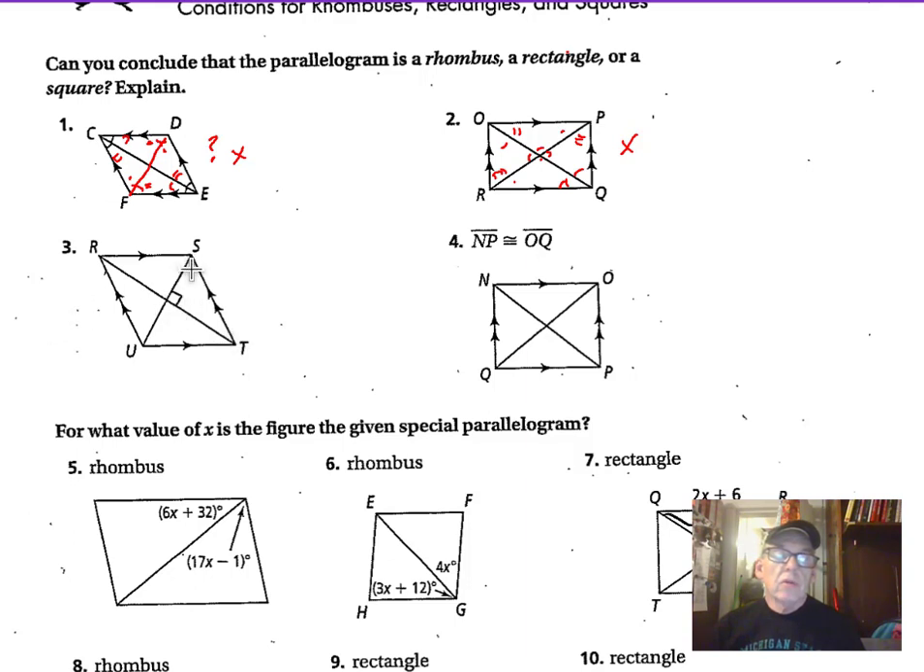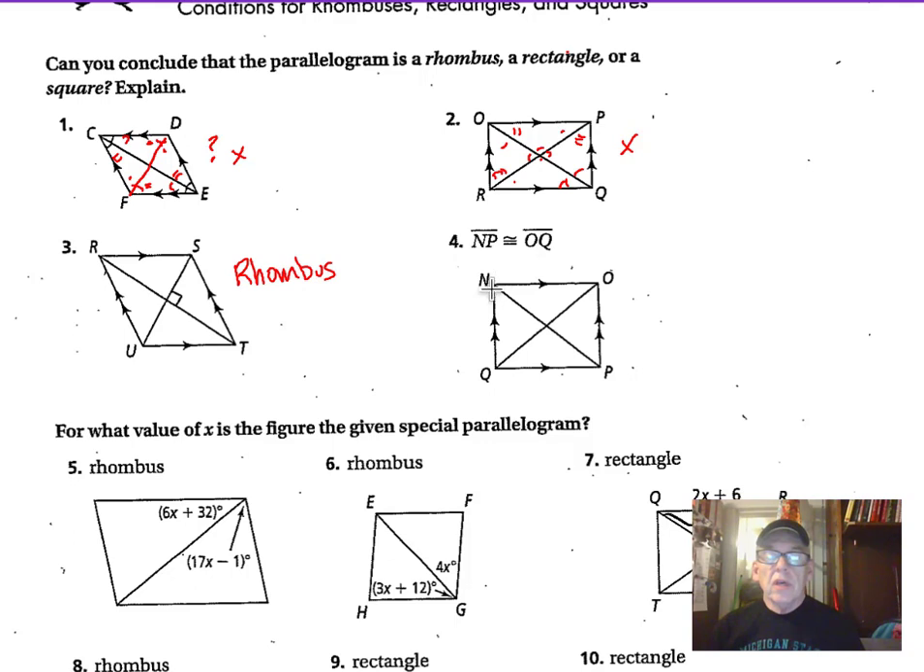Let's look over here. Now here they're showing us that the diagonals are crossing at a right angle, so they're perpendicular to each other. That's one of the properties of a rhombus. Opposite sides parallel. I would lean to this being a rhombus because it's a parallelogram that has diagonals that are perpendicular to each other. There's nothing about the angles being right, so we can't say anything about it being a square.